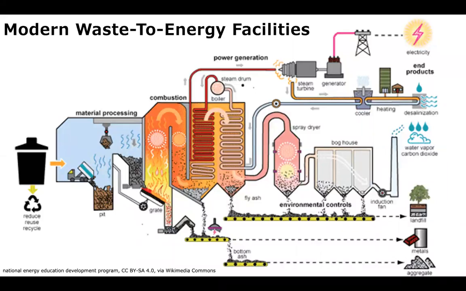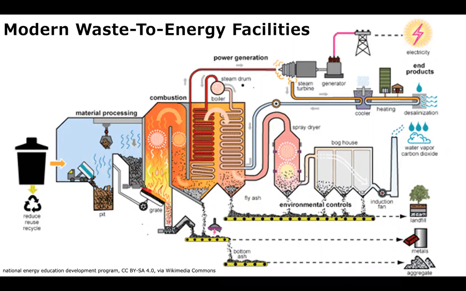But this is what a modern waste to energy facility looks like. You've got the material processing, and it first gets discharged into a pit. From there, it gets added into a hopper that feeds it into the combustion chamber. There you can see the bottom ash is collected and separated into metals and aggregate materials that can be used in construction. The other ash is fly ash, which gets collected in the final chamber and has to be managed using a series of environmental controls due to the toxic materials that it can contain.